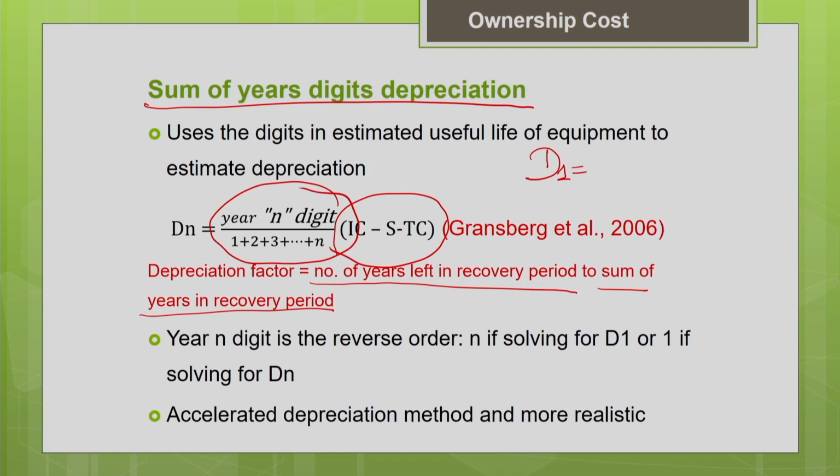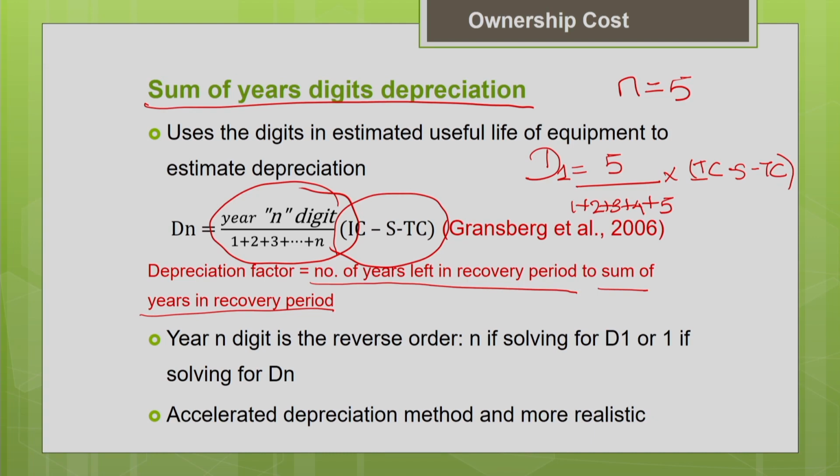Number of years left in the recovery period from the beginning of the year for which you are going to calculate the depreciation to the end of the useful life. So from the beginning of this year to the end of the useful life, what is the number of years left? Say for example, the useful life of the machine n equal to 5. So the number of years left in the recovery period will be 5 divided by the sum of the years of the useful life of the machine, 1 plus 2 plus 3 plus 4 plus 5, multiplied by initial cost minus salvage value minus tire cost. This is how we calculate the depreciation for the first year.